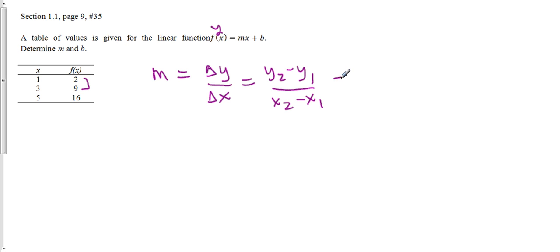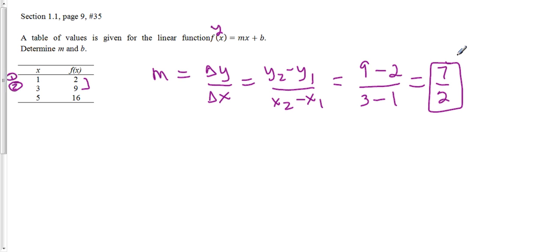So I'm just going to pick the first 2 points, and this is going to be point 1, and this is going to be point 2. So I'm going to take the y value, or the f(x) value for point 2, which is 9, minus the y value, or the f(x) value for point 1, which is 2. And then I'm going to do the same thing for the x's. I'm going to take x2, which is 3, minus x1, which is 1. And if I do my math here, I end up with a slope of 7/2.